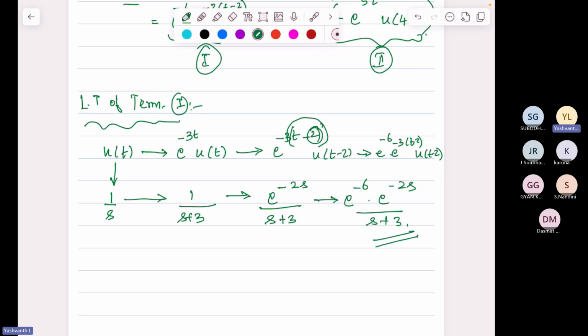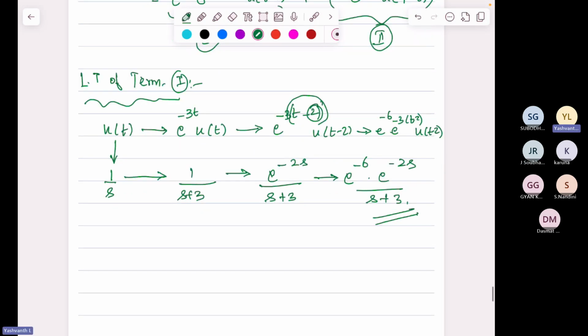Is it clear? Can anyone confirm? I just used the property of Laplace transform in every step. Is it okay? One of you can confirm if it's okay. Yes, sir. Continue. Okay.